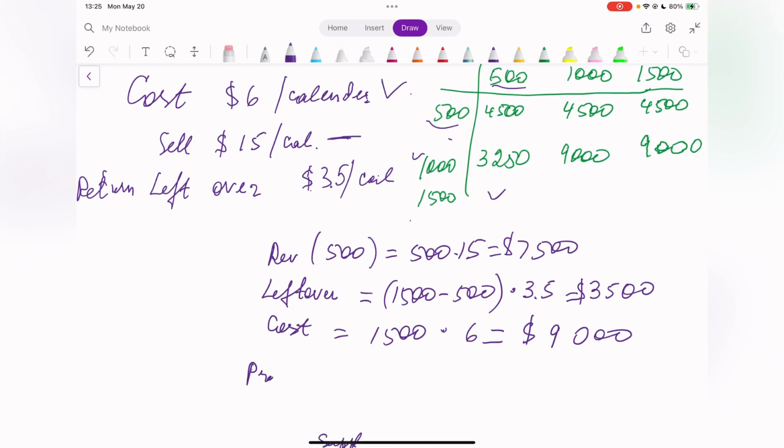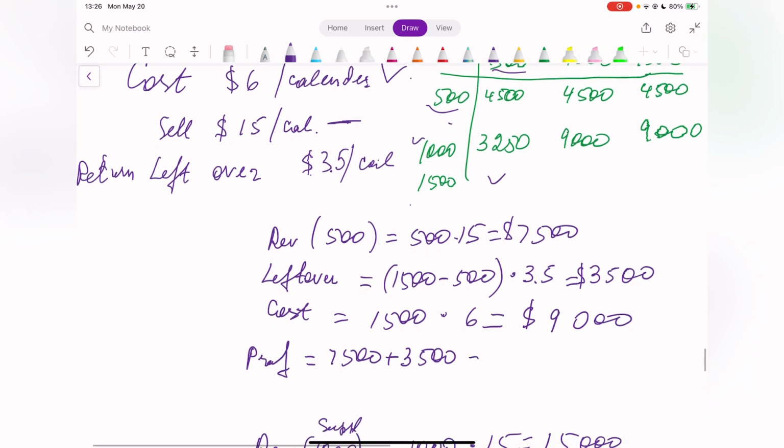Profit is gonna be 7,500 plus 3,500 and minus 9,000. So let's see what we have. 7,000 plus 3,000, 10,000, and 500, 500, 11,000 minus 9,000. Good job, still 2,000 profit.